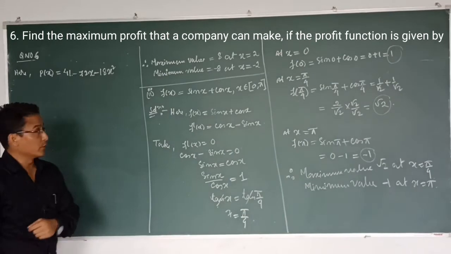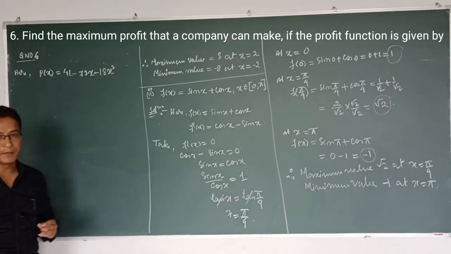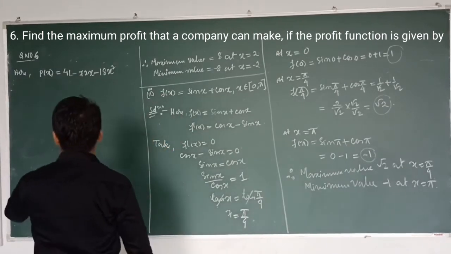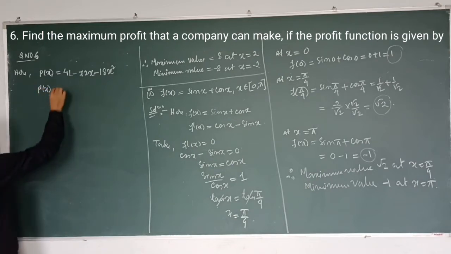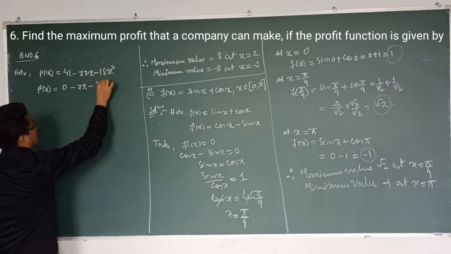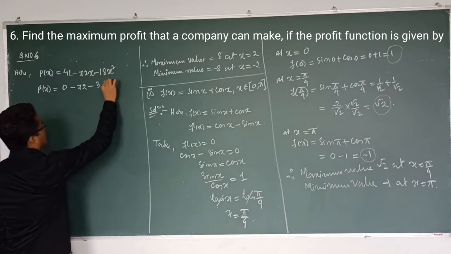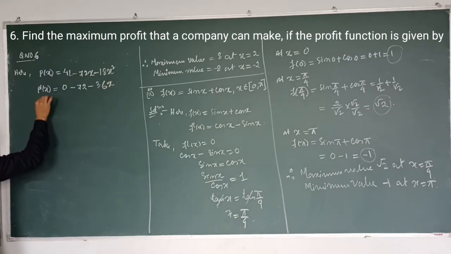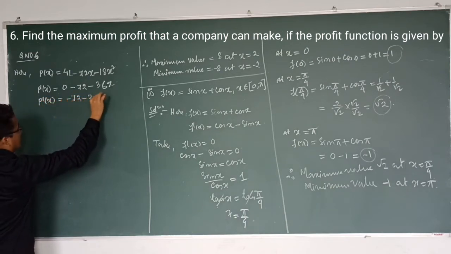So we are going to find the maximum profit of that company. The profit is given in the form of a function, so we are going to find the maximum profit that a company can make. So what can we do? We take P dash x, which means the first order derivative. This becomes 0, minus 72, and minus 36x. So P dash x equals minus 72 minus 36x.